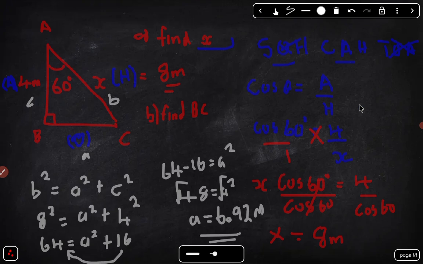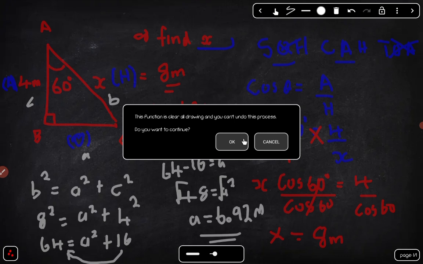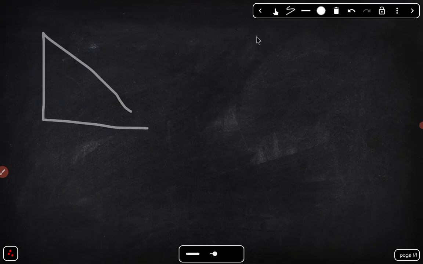Okay, so let's do the examples. Another example. Draw that nicely. Okay, much better. Just do this. Okay, like this.